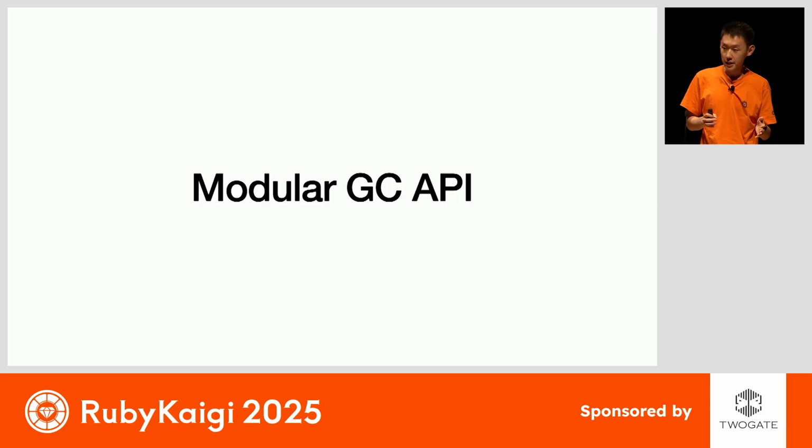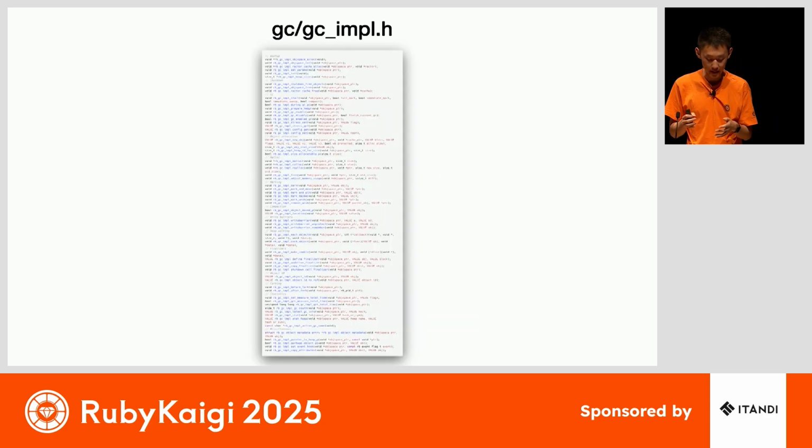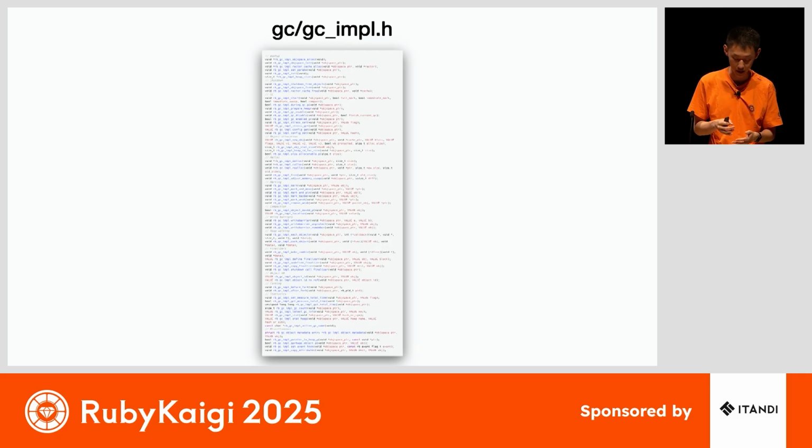The GC implementation communicates with Ruby through the GC API. This API contains two parts: the API that the GC implementation is required to implement, and the API that the GC implementation is allowed to use in Ruby. This header file contains the function prototypes for all of the functions that the GC implementation is required to implement. This file lives under gc/gc_impl.h, and there are about 60 functions split across 14 sections. And let's take a look at some of these in greater detail.